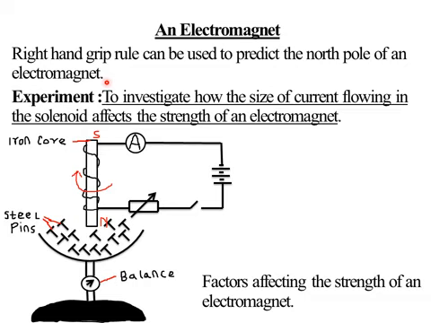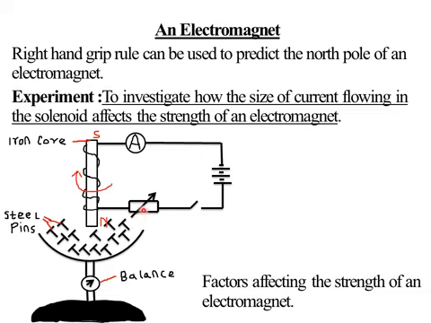So we conduct an experiment that can be used to show us how we make an electromagnet. This is an experiment to investigate how the size of current flowing in the solenoid affects the strength of an electromagnet. In this experiment, the apparatus required are: one, a long insulated copper wire. Then we also need a rheostat. This is our rheostat, or the variable resistor.